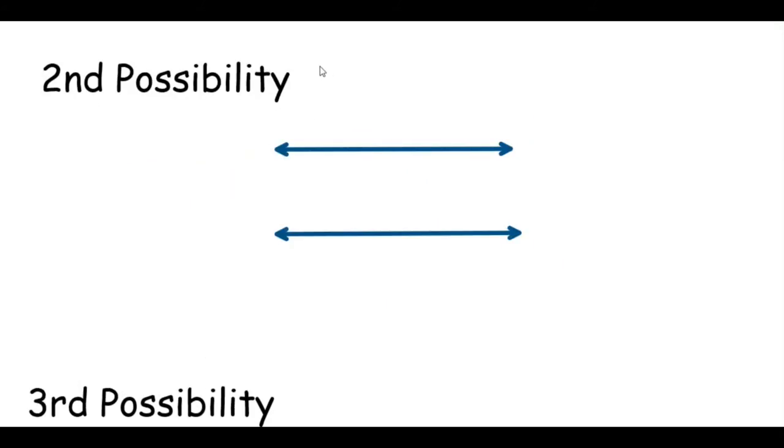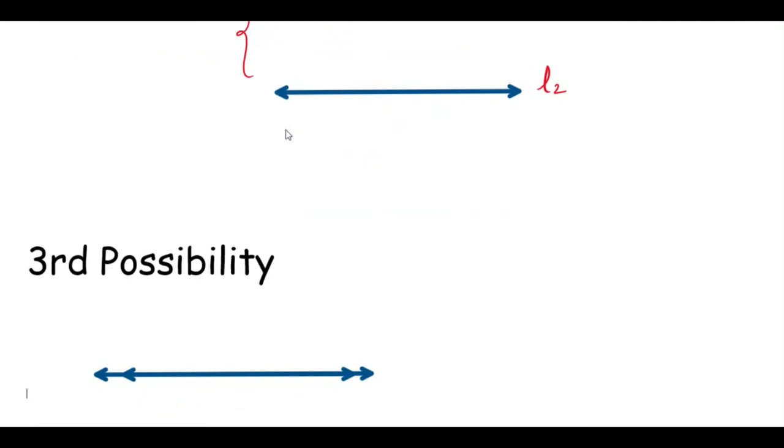The second possibility is that these two lines L1 and L2 may not intersect at any point. That is, they are parallel. And the third possibility is that these two straight lines are coincident, that is, one lies over the other. So this is the third possibility.